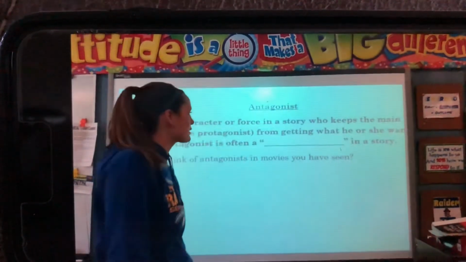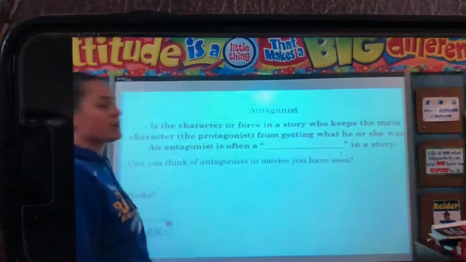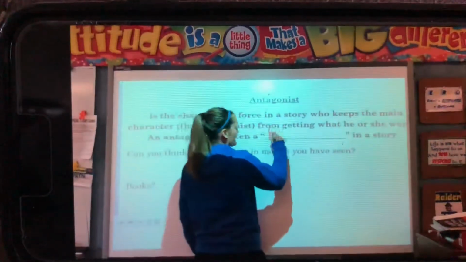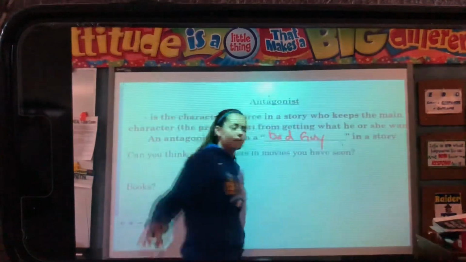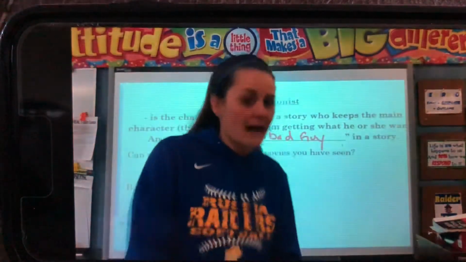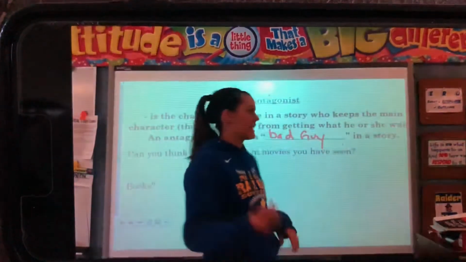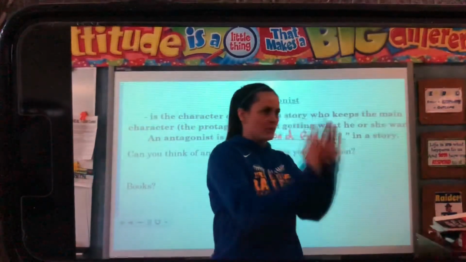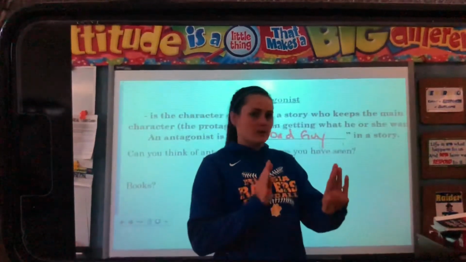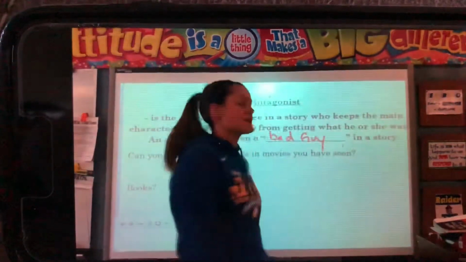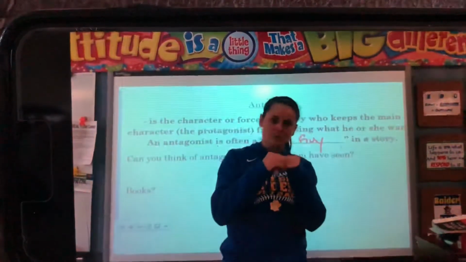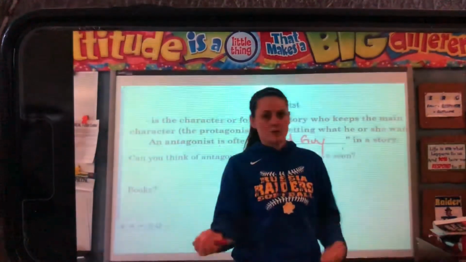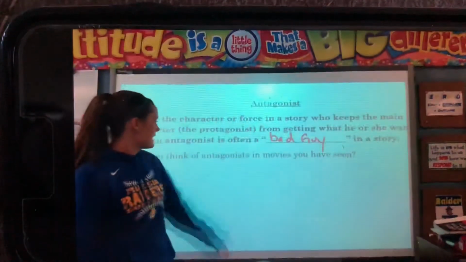Antagonist is the character or force in the story who keeps the main character or the protagonist from getting what he or she wants. The antagonist is often a bad guy in the story. Remember, it doesn't necessarily have to be a guy, but the guy that's kind of the bad guy. It's the one who's stopping the protagonist from getting what they want, right? It's the person or the thing that is kind of stopping the protagonist from succeeding, okay? It's oftentimes what causes that conflict in the book. When we talked about the different types of conflict, the antagonist comes in and kind of causes the conflict for the protagonist, okay? So think about any antagonist you can talk about.